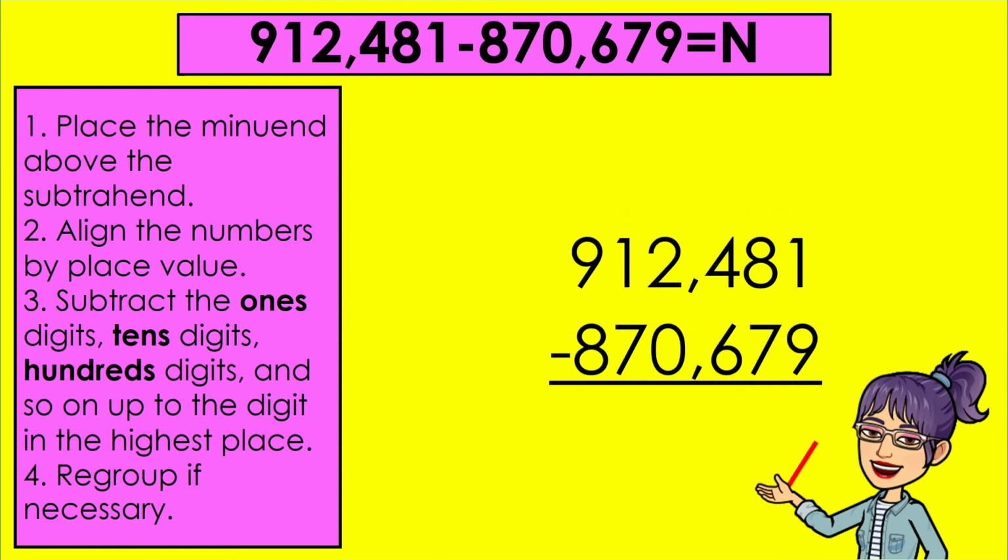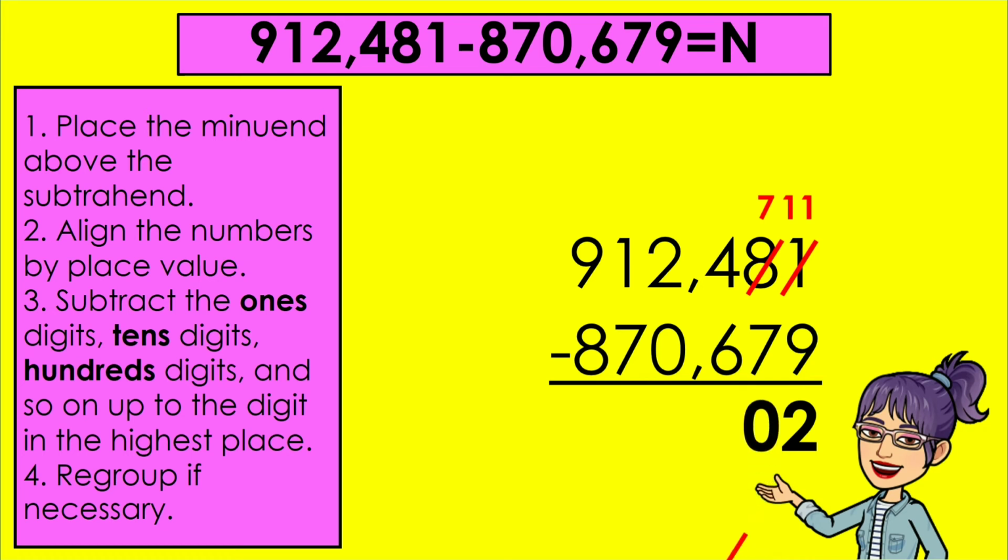So start subtracting from the right. First we have the ones digit. We cannot subtract 9 from 1. So 1 will borrow 10 from 8. That would make 1 into 11 and 8 into 7. Okay? 11 minus 9 is 2. Then let us subtract the tens digits. 7 minus 7 is 0.